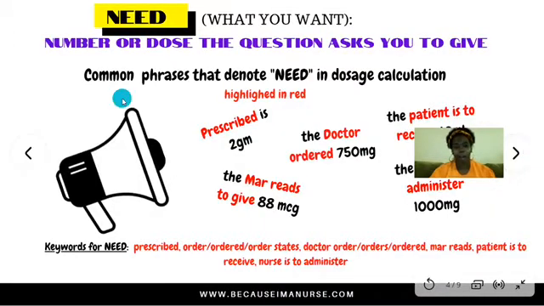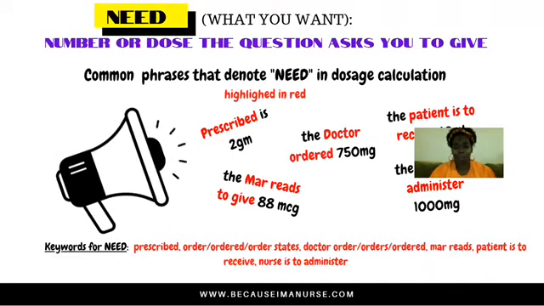Okay, so basically the need is what you want. The number or dose the question asks you to give. Most simply put, it's what you're being asked or directed to give. You can think of it as what the question wants you to give to the patient. The need is based on the question, right? It's often presented in milligrams or grams. You can also have a need that's in a volume like milliliters or liters. It's going to be the same formula. It may also be referred to as a dose that's ordered by the physician.